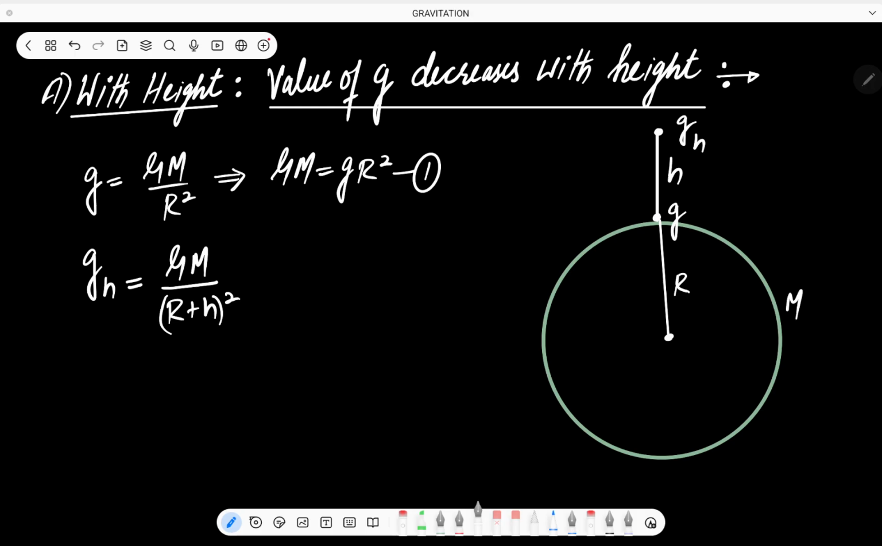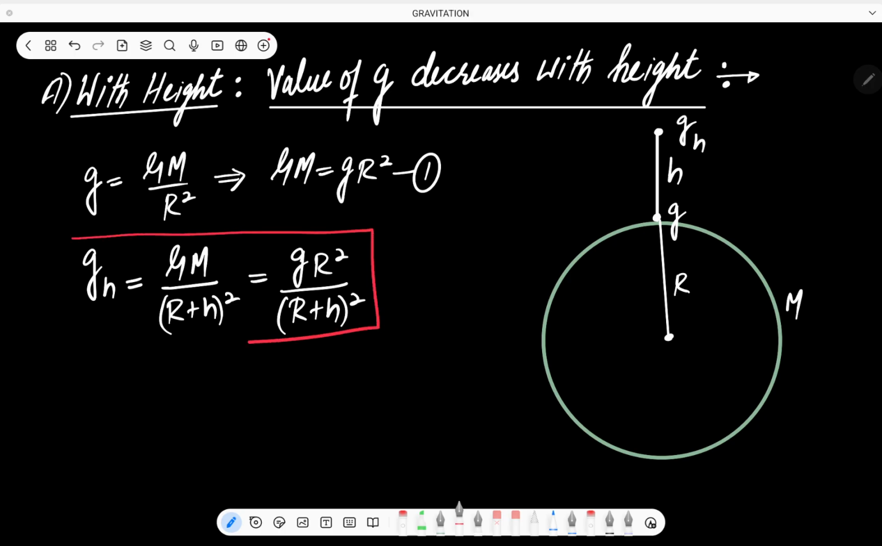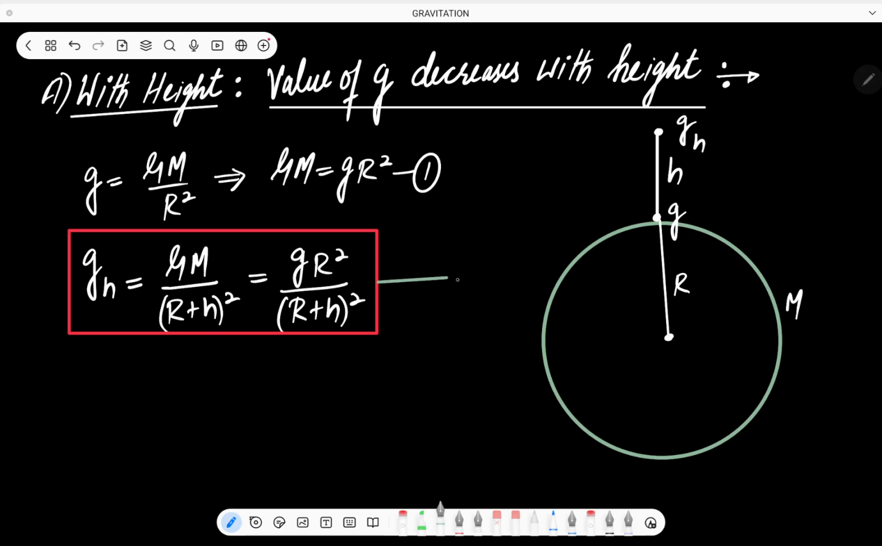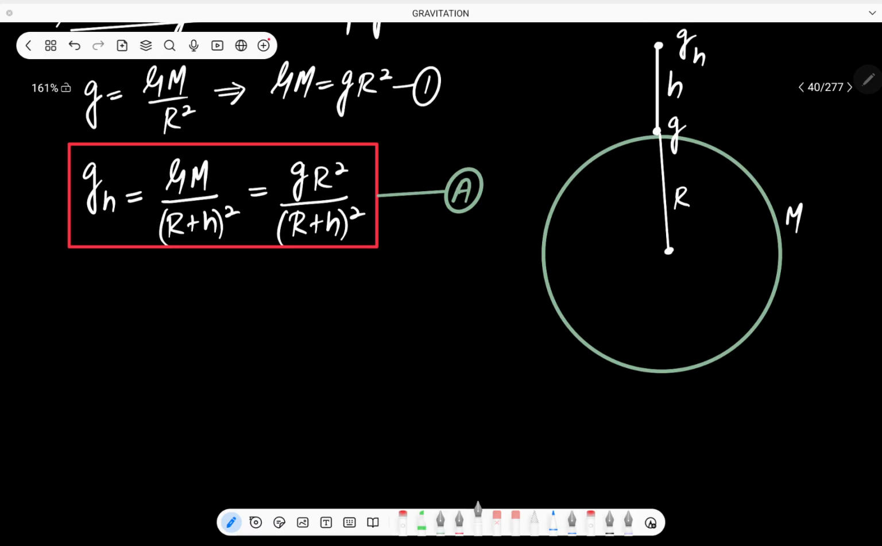Right. So in place of this GM, what will I write? What I will write down here is: this is equal to g into R square divided by R plus h whole square. Where did I get this g R square from? It simply follows from equation number one, that GM is equal to g R square. So we have a super important equation here, that is gh is equal to g R square divided by (R plus h) whole square. Let me write down, this is equation number A, because it's a very, very important equation.